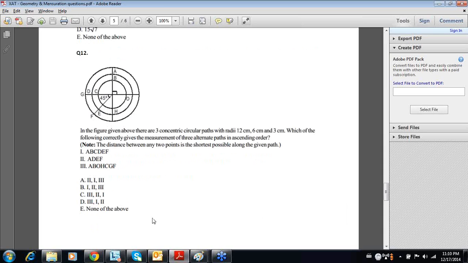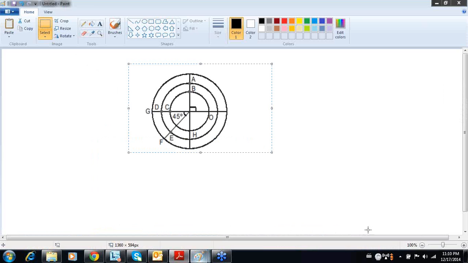Question number 12 will go. So what it is asking: in the figure given above, there are three concentric circular paths with radii 12 cm, 6 cm and 3 cm. Which of the following correctly gives the measurement of three alternative paths in ascending order? Okay, so we have three paths. We have to find out which is the smallest, which is the largest.